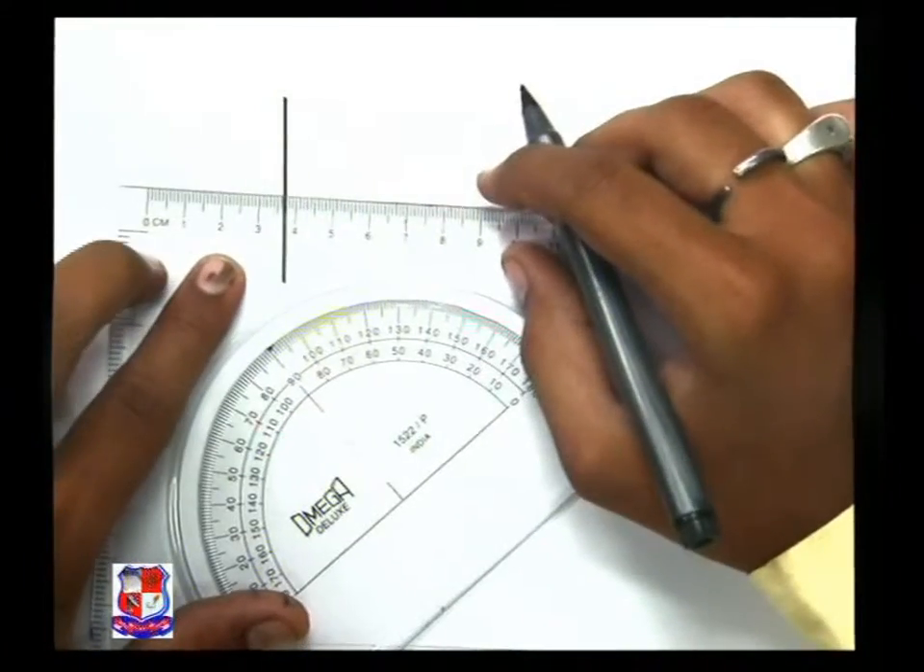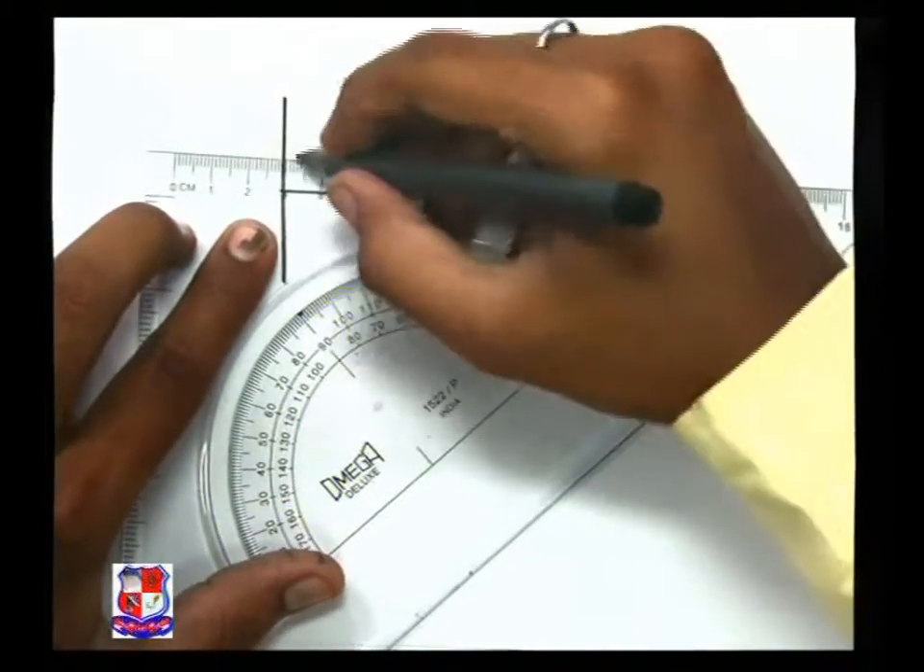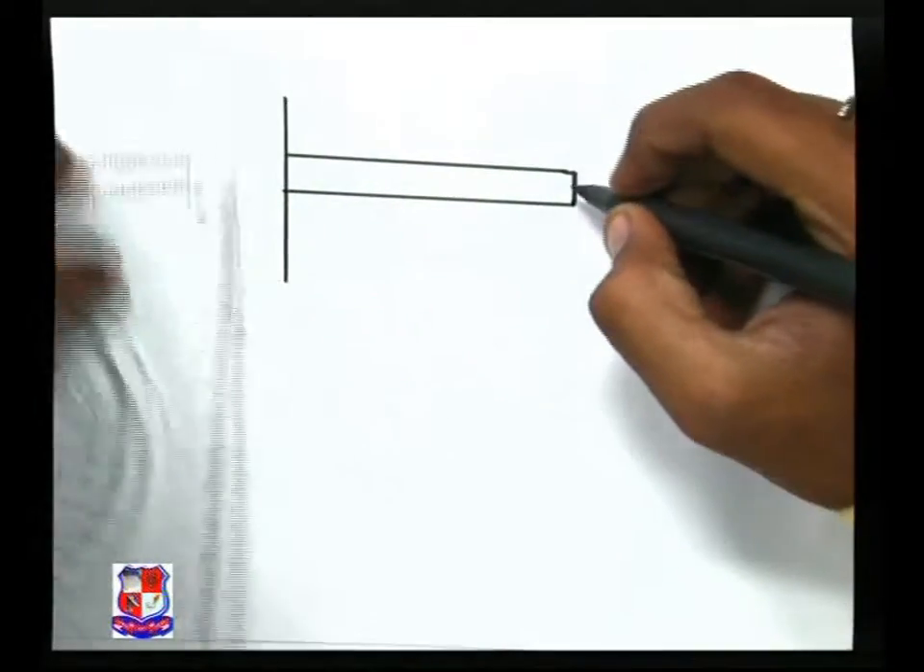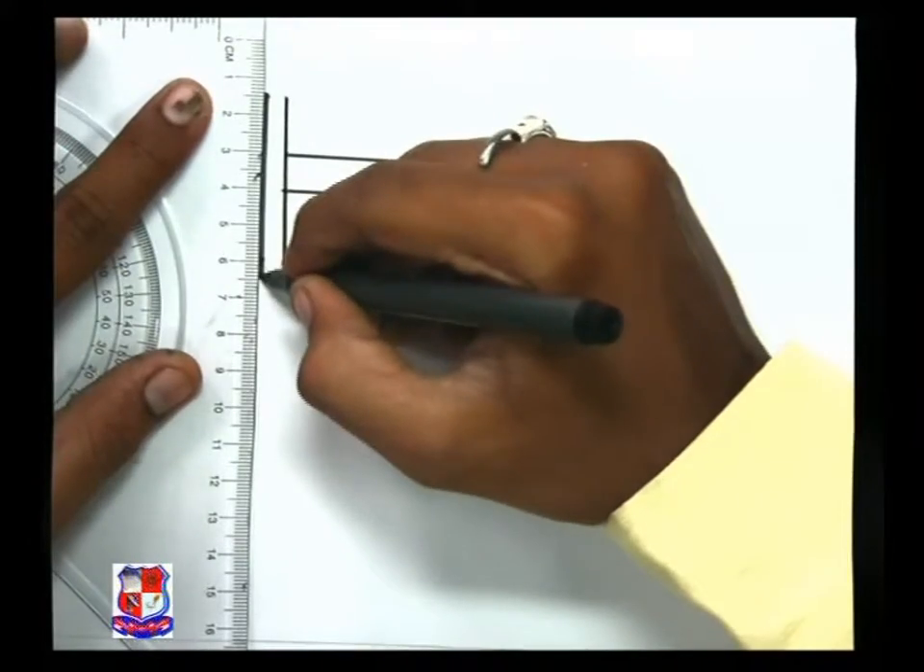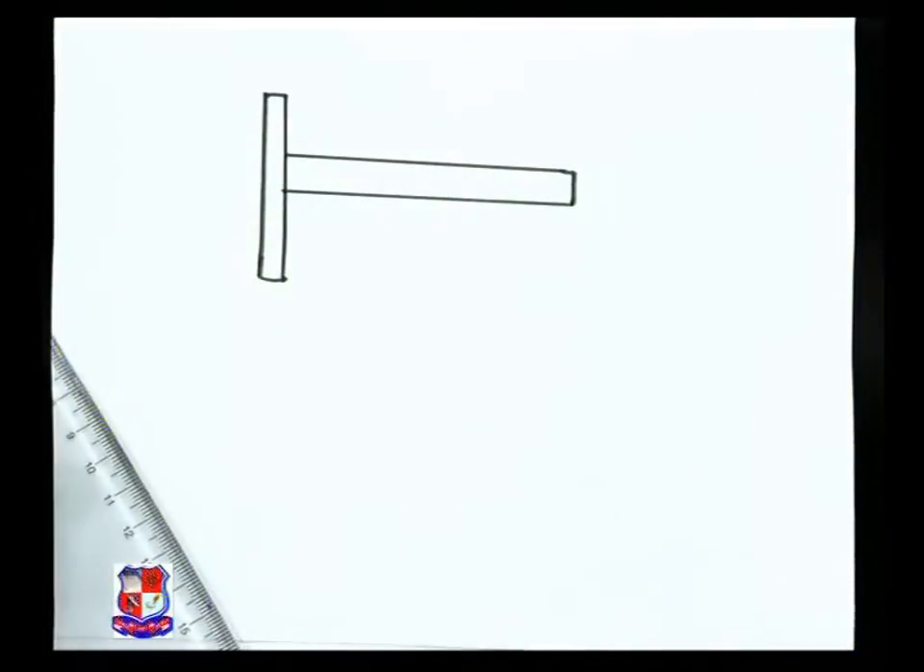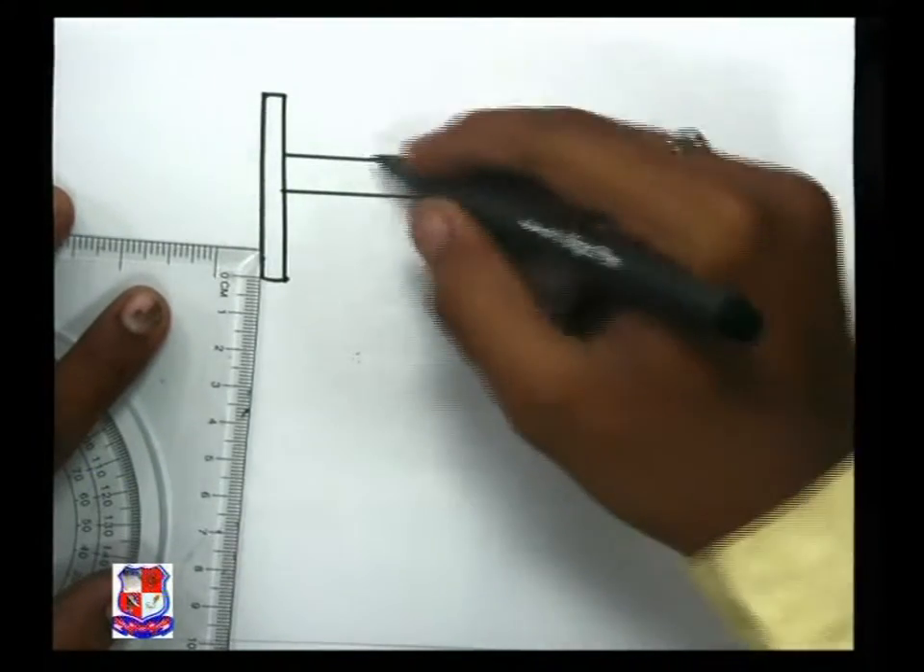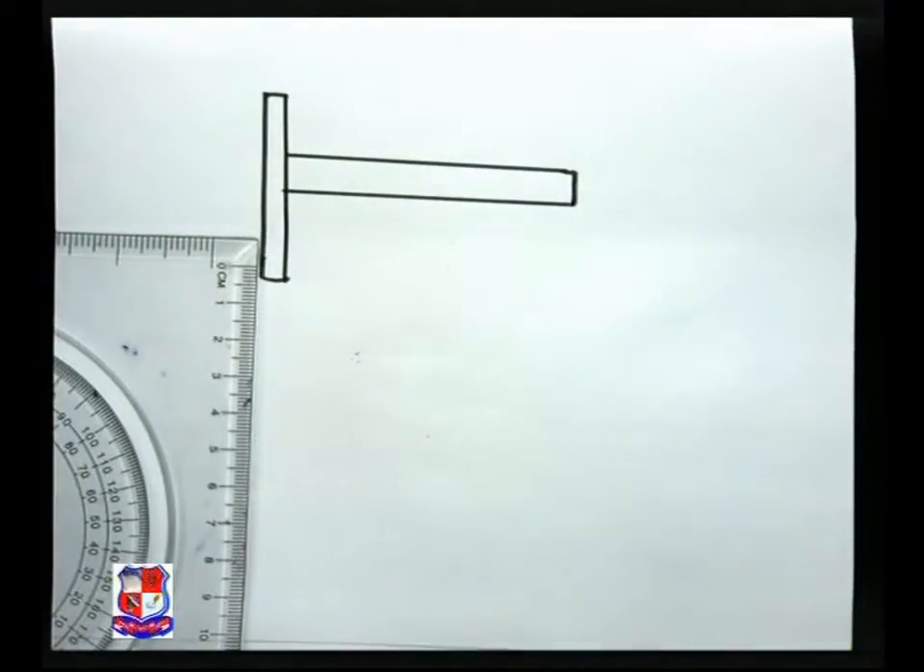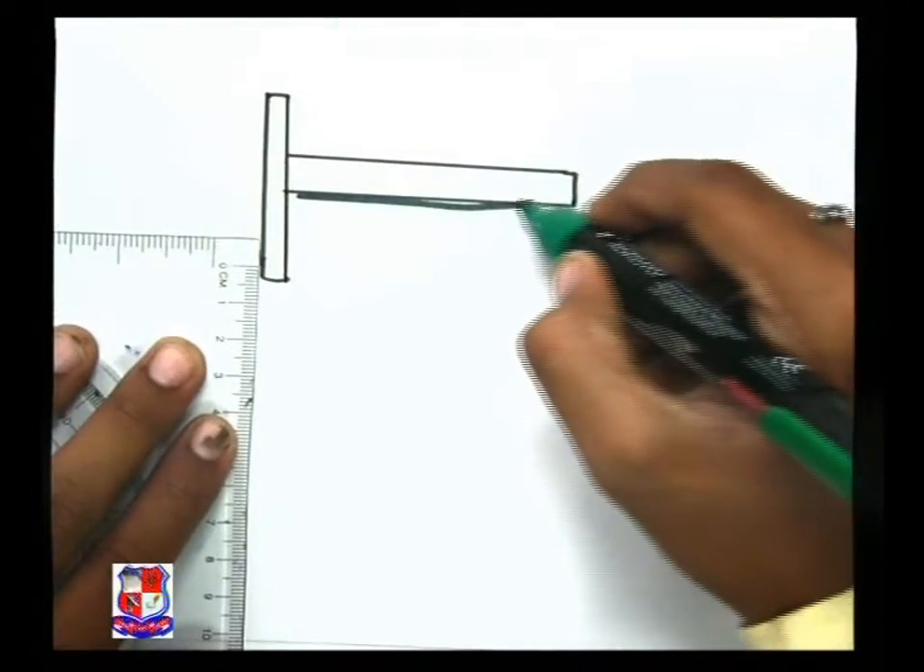A very important one is the T-square. I am not having the T-square over here right now, but what is the use of the T-square? I can show it on the paper. When we look at the paper, the T-square looks like this. Its shape is like a T. With it, we can readily draw horizontal lines properly.